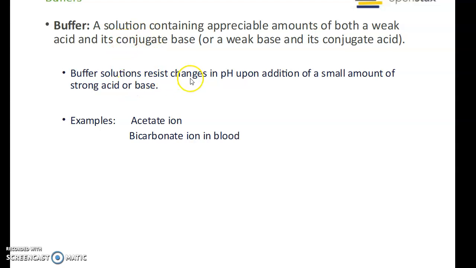A buffer solution resists changes in pH by the addition of a small amount of acid or base. For example, acetic acid and acetate ion, or the bicarbonate. The reason why your blood is neutralized, or has a narrow range of pH, is because the bicarbonate ion in there allows you to add either acid or base to it, and it's not going to shift that pH very much. Acetate ion also is very frequently used as a buffering material.